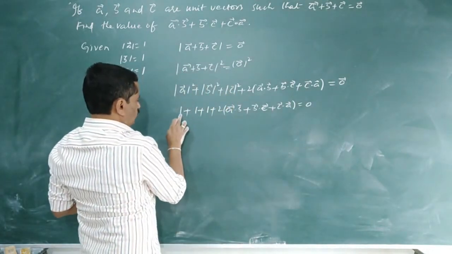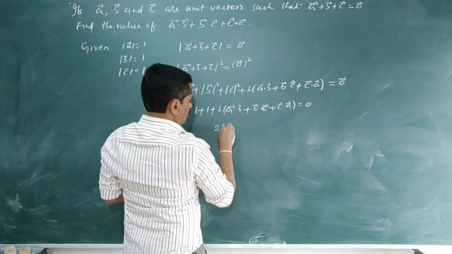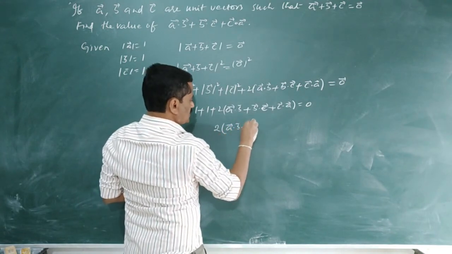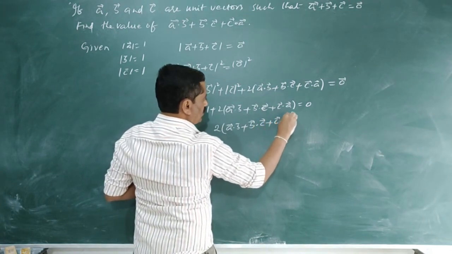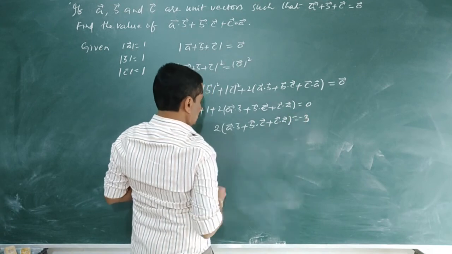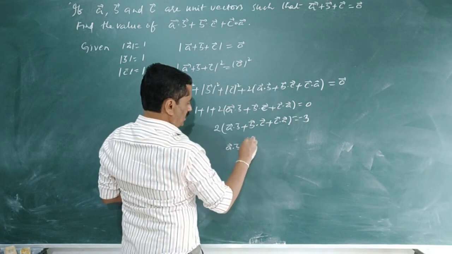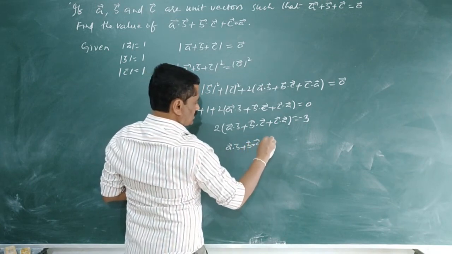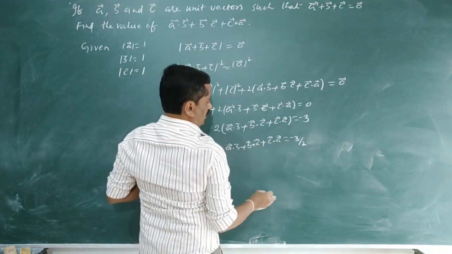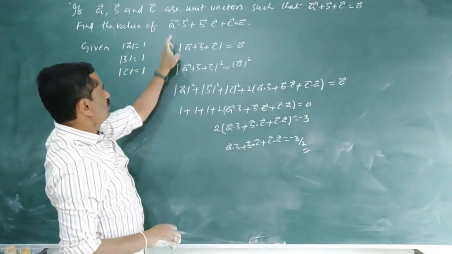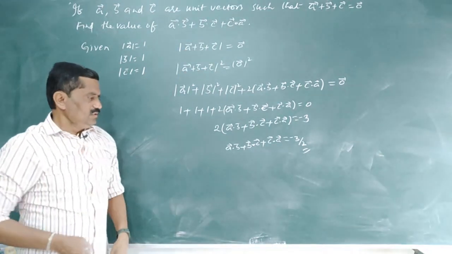Again, what is 1 plus 1 plus 1? 3. Bring the 3 to RHS. Therefore, 2 of a bar dot b bar plus b bar dot c bar plus c bar dot a bar is equal to minus 3. Therefore, a bar dot b bar plus b bar dot c bar plus c bar dot a bar is equal to minus 3 divided by 2. Minus 3 by 2. So this is the value of a bar dot b bar plus b bar dot c bar plus c bar dot a bar. Thank you, children.